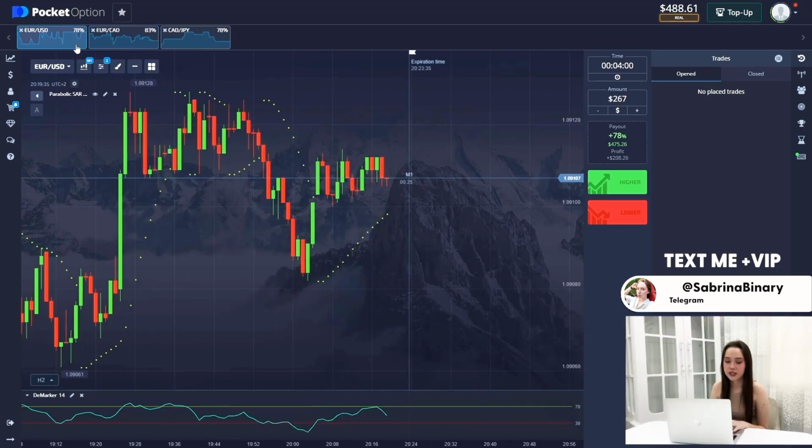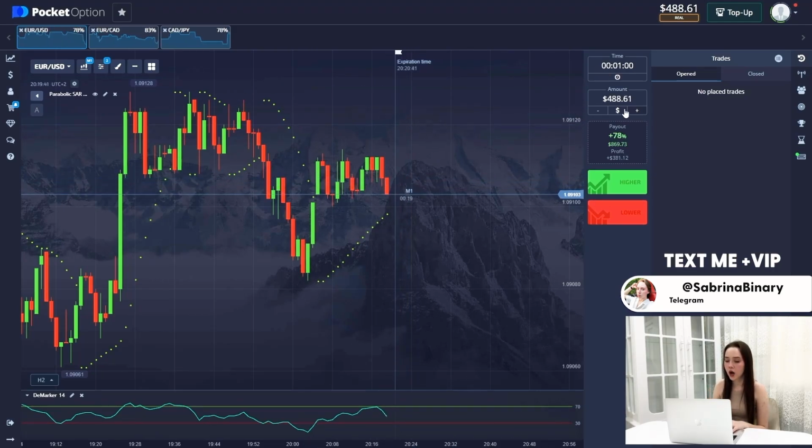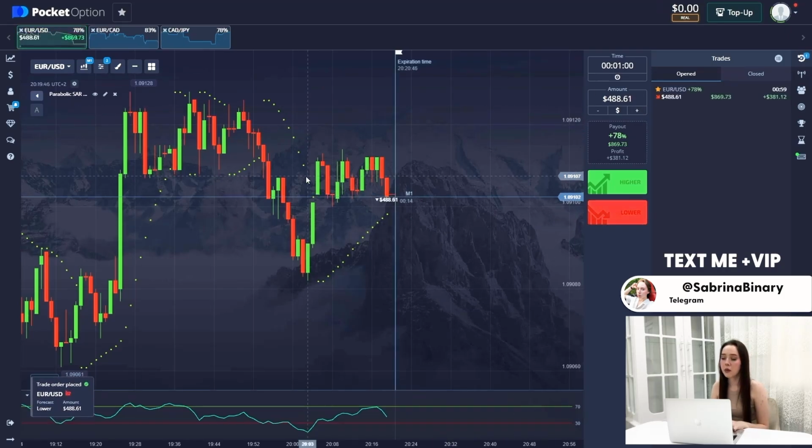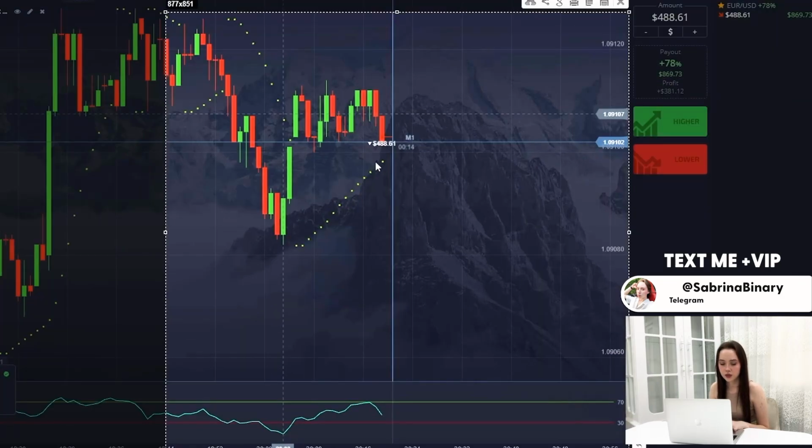This currency pair is ideal for us, and for the third trade, I reduced the time of the transaction to 1 minute. And of course, I'll open a trade for a maximum amount. In this case, I will open a deal on price decrease.